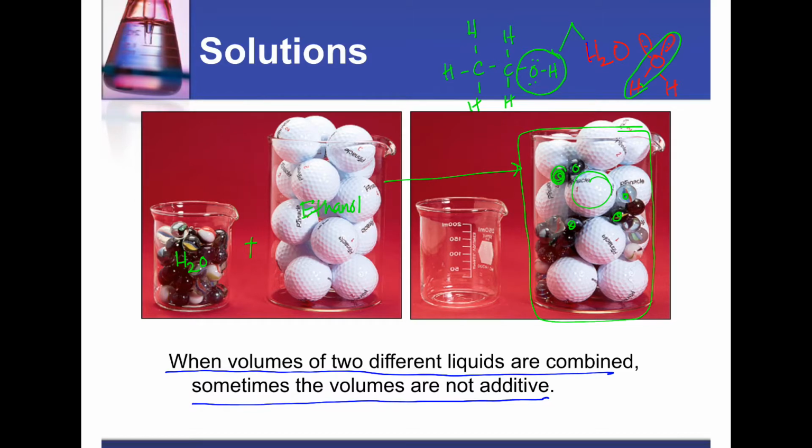Sometimes the difference between them is not so big. So if you add 50 milliliters and 50 milliliters, even if your volumes are non-additive, maybe you get something like 99.5 milliliters and nobody notices. But between ethanol and water, the difference is pretty big.